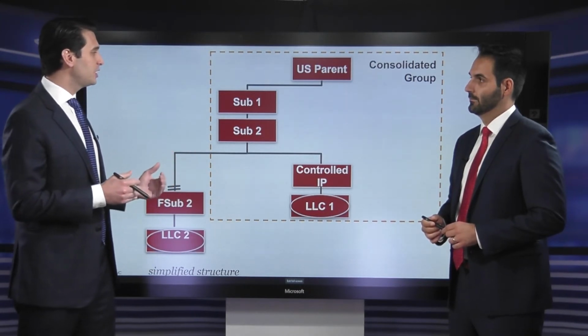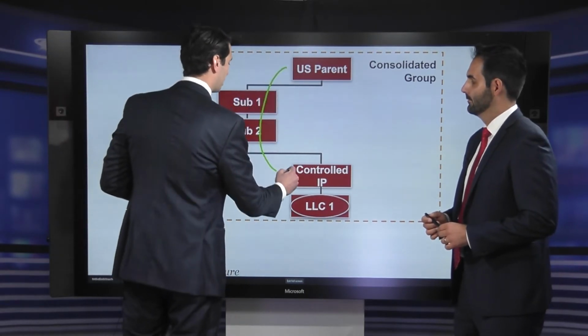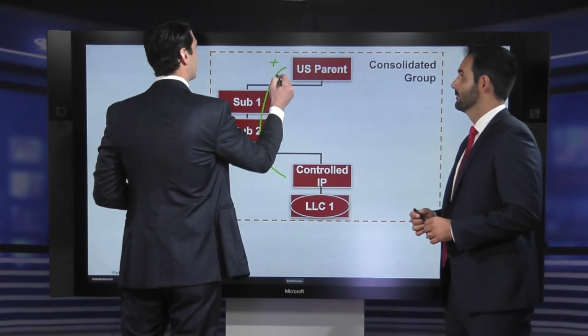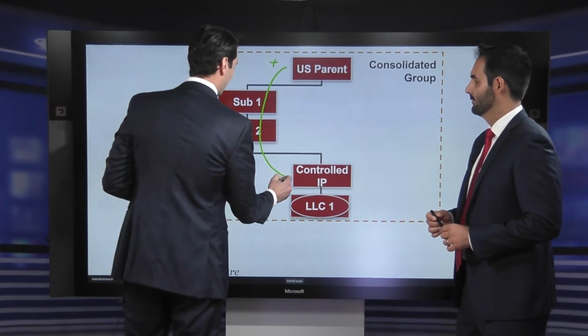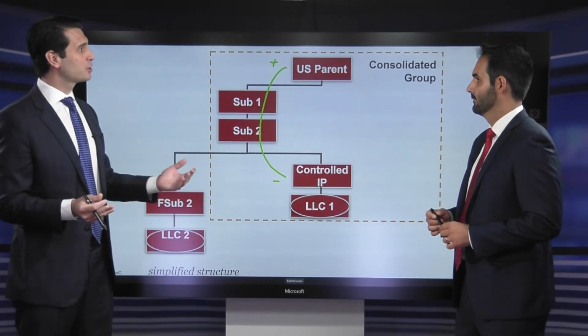Now, the next thing we see here is that these deemed payments are between members of a consolidated group. Parent has an intercompany item, and controlled has a corresponding item. How did the service apply the intercompany transaction rules?